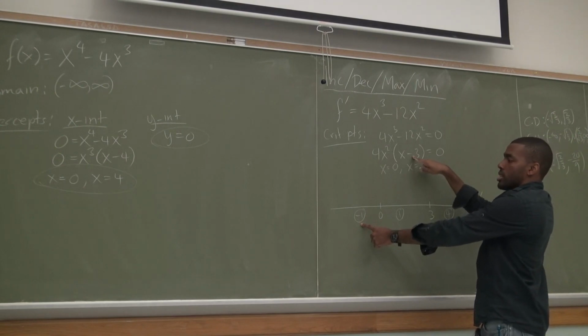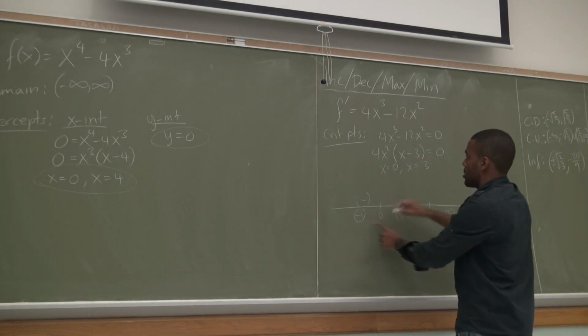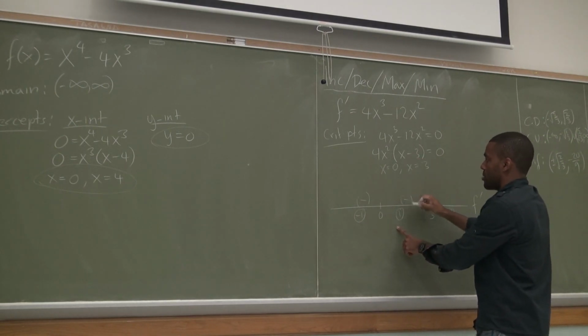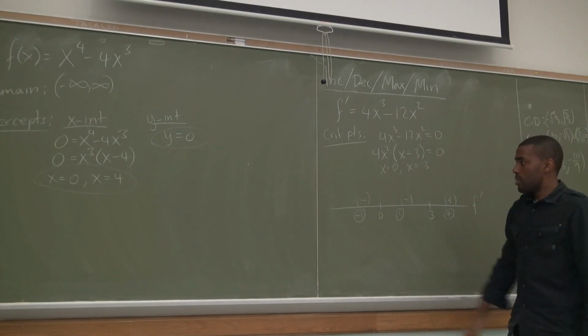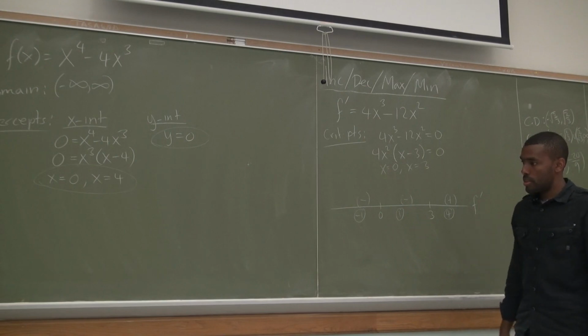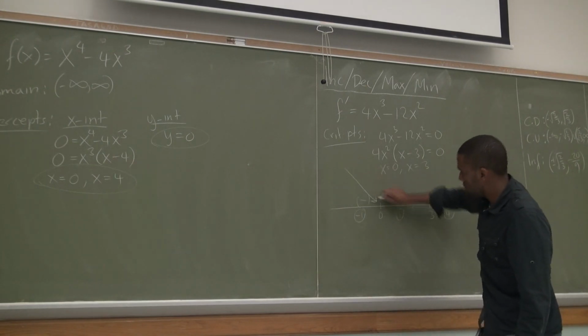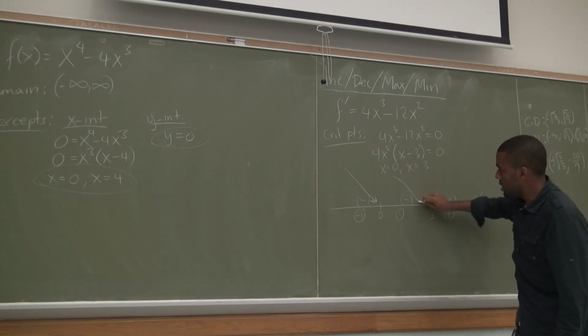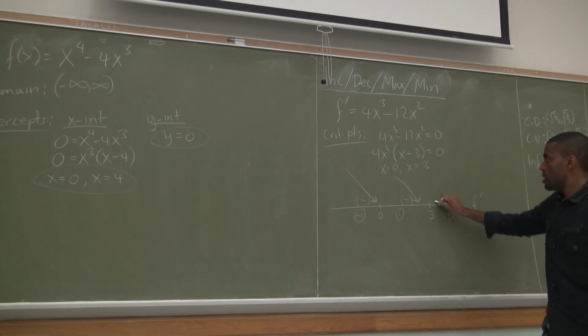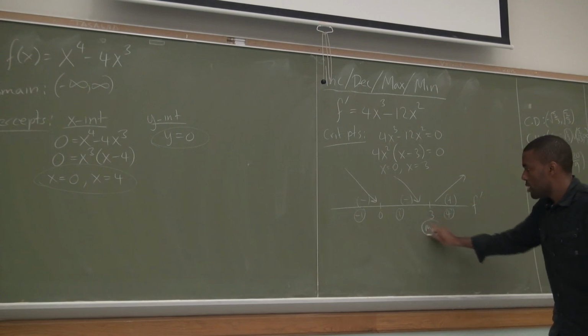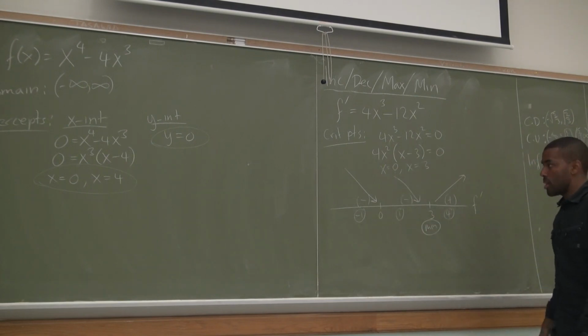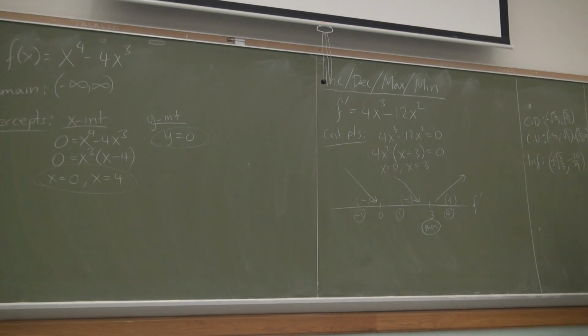Here, plug in negative 1, it's negative. Plug in 1 is still negative. Plug in 4, it's positive. What does that mean when it's negative? Decreasing. Here? Still decreasing. Here? Increasing. Are there any maxes or mins? 3 is a minimum. 0 is not a max or a min. Maybe it's something else, we don't know, but we can keep going.